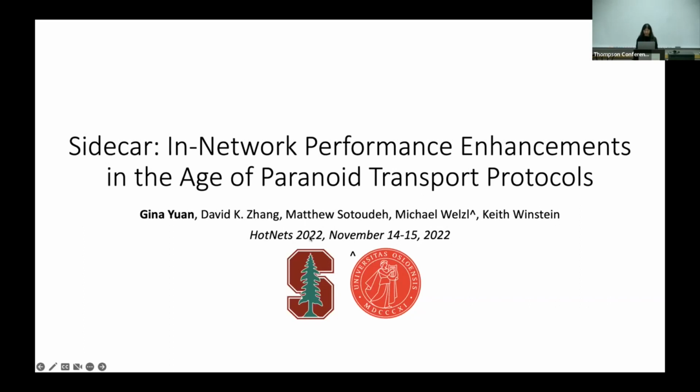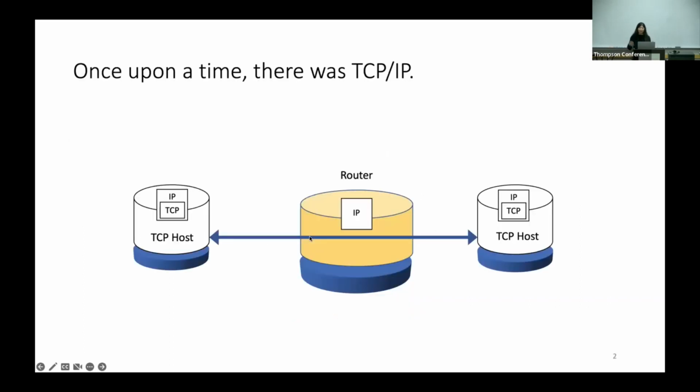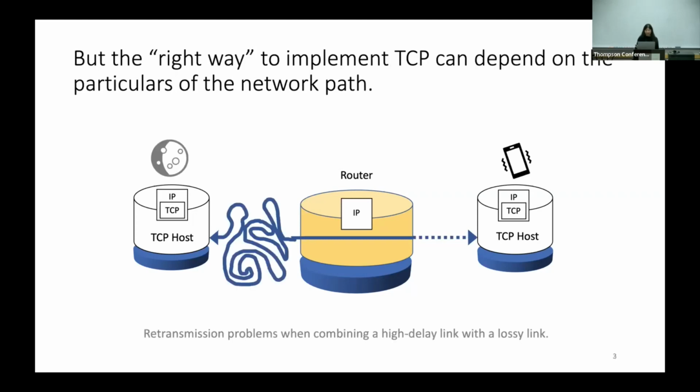So let me start with a story about TCP/IP. When TCP/IP was first invented, IP was spoken by every hop along a network path, while TCP was only spoken by hosts. So routers would use IP to help data find its way to its destination, while hosts would use TCP to ensure the reliability of its delivery.